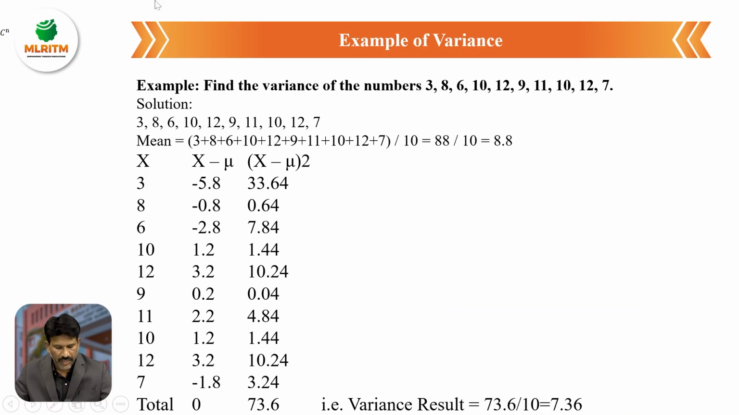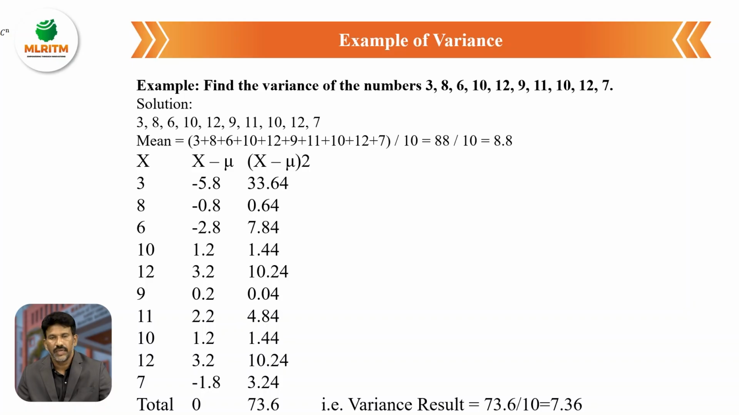In this example, you have to find the variance of the numbers. What are the given data set values? 3, 8, 6, 10, 12, 9, 11, 10, 12, 7. These are the given data set. Based on the data set, we have to go through the steps. For step one, you have to find the mean. Then subtraction. Then you have to find the square.